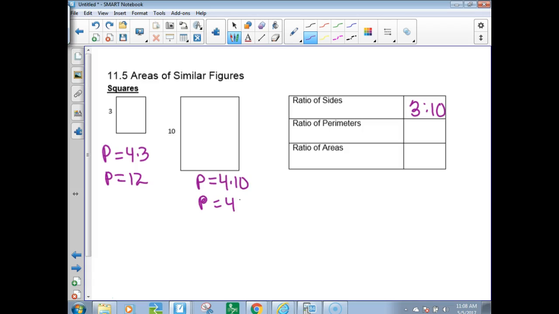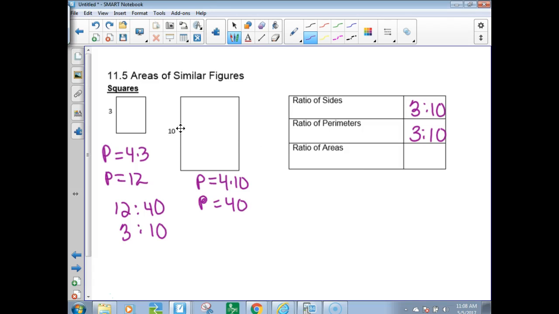Oops. We want to do the ratio of the perimeters, so that would be 12 to 40. Well, what's that reduced to? If you divide 12 and 40 by 4 each, you get 3 to 10. The ratio of the perimeters is the same as the ratio of the sides.